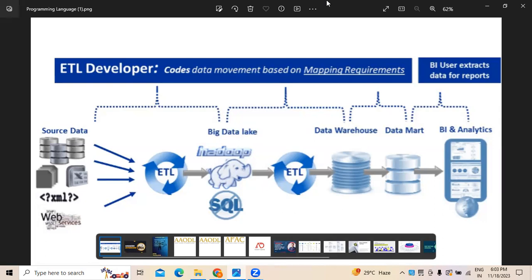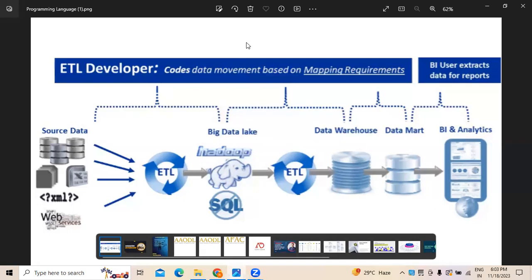Whenever we are mapping the requirements, it is to understand the kind of code that is essentially required. Whatever the data mapping requirements were, the essential code has to be written by the ETL developers. This is where the ETL developer role comes into the picture.